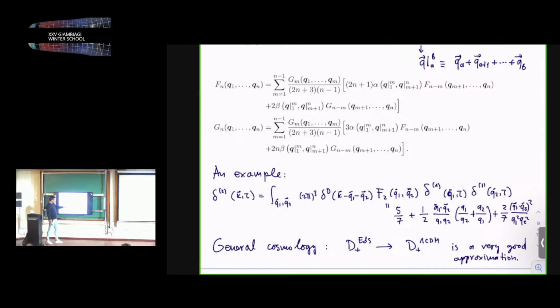And in particular, this F2 perturbation theory kernel has the following form. As I said, it is a rational function of momenta, and you see it can be a number, it can be various ratios of q1 and q2, and so on and so forth. Okay?